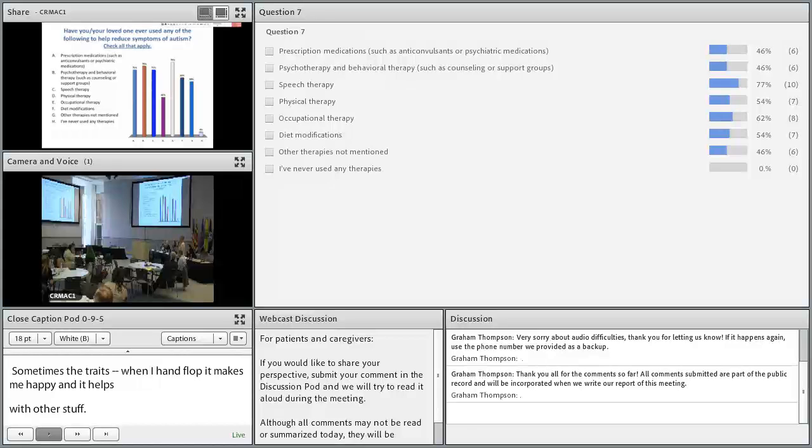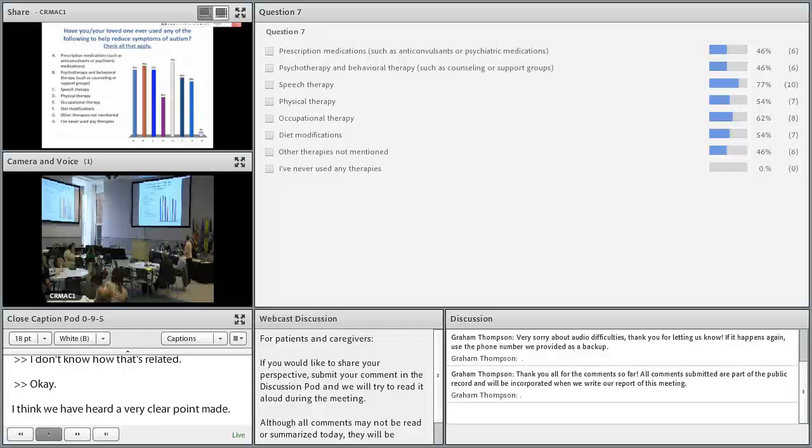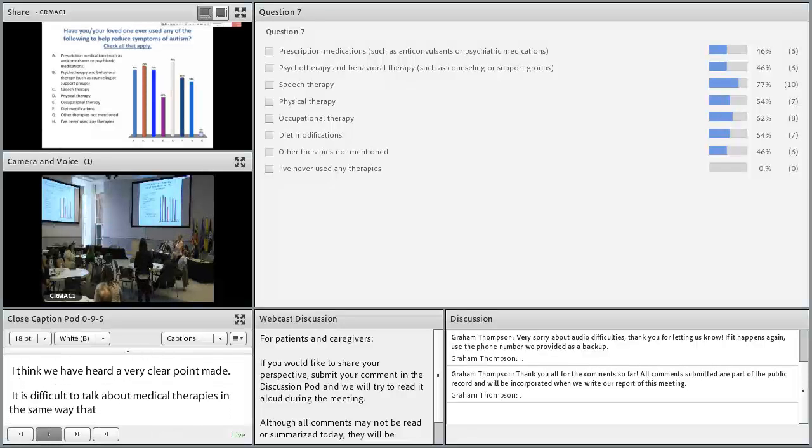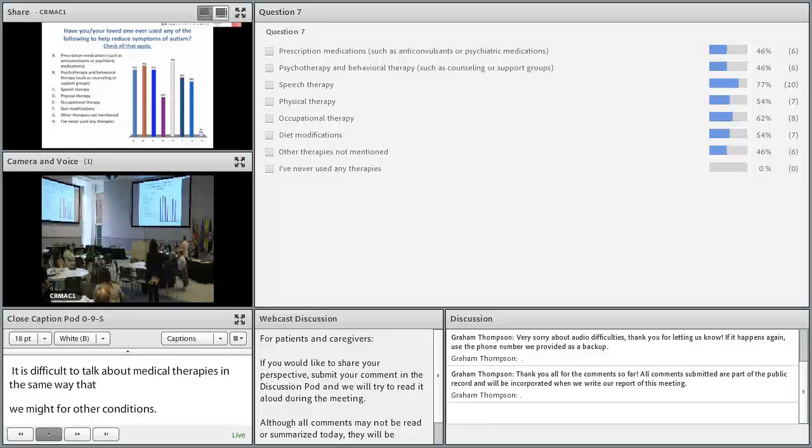Okay. Well, I think we have heard a very clear point made that it is difficult to talk about medical therapies in the same way that we might for other conditions. Kit and Sarah and Zoe and the parents here in the room have all made this same point, that it's not cut and dry. I think that's what we'll take from here.